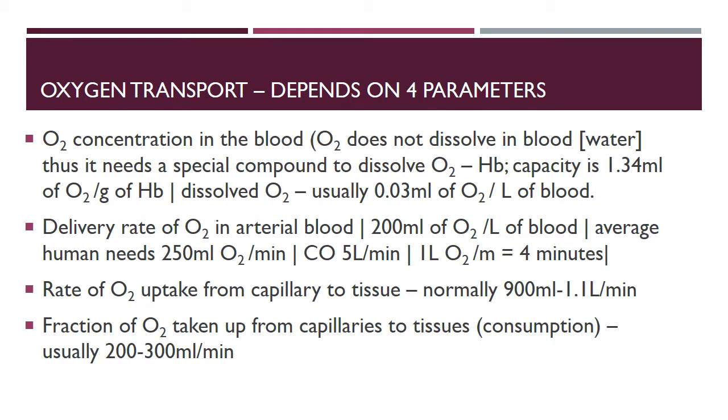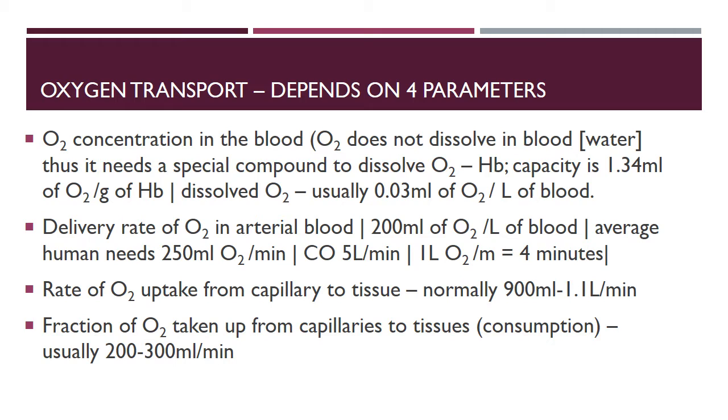The transport of oxygen in the blood depends on four parameters. First of all, the concentration of oxygen in the blood. Second of all, the rate of delivery of oxygen into the arterial blood. Third of all, the rate of oxygen uptake from the capillaries to the tissues. And finally, the amount of oxygen taken up from the capillaries to the tissues.